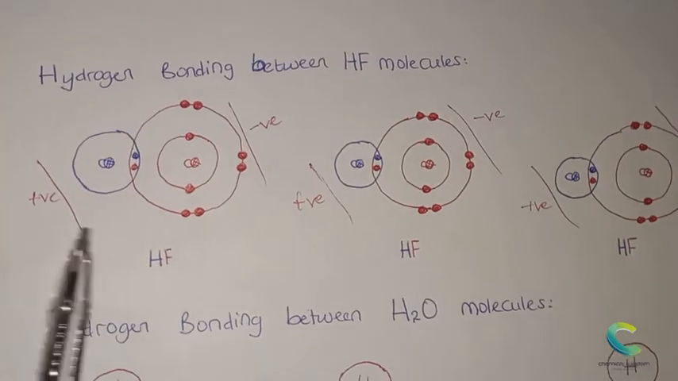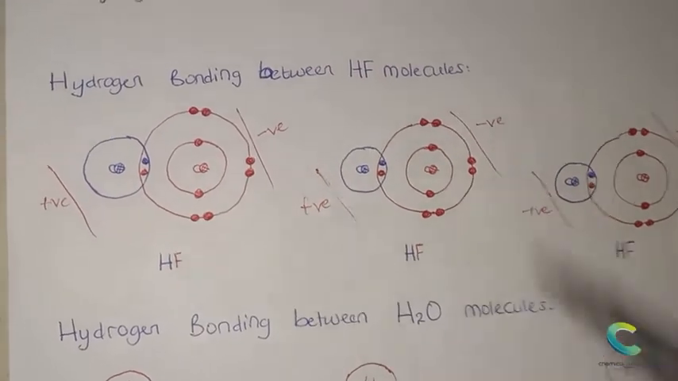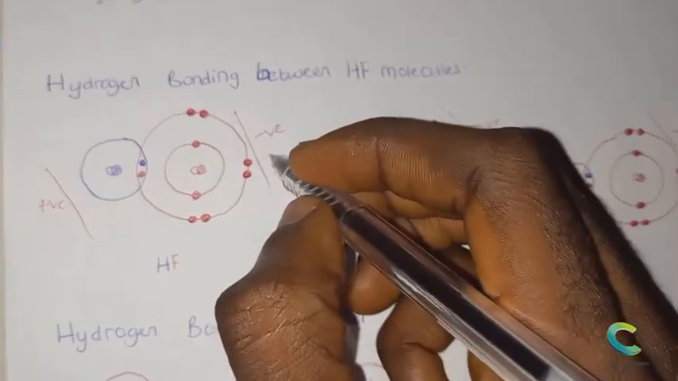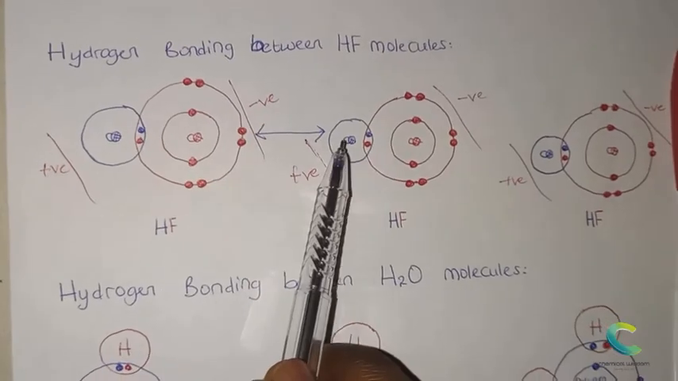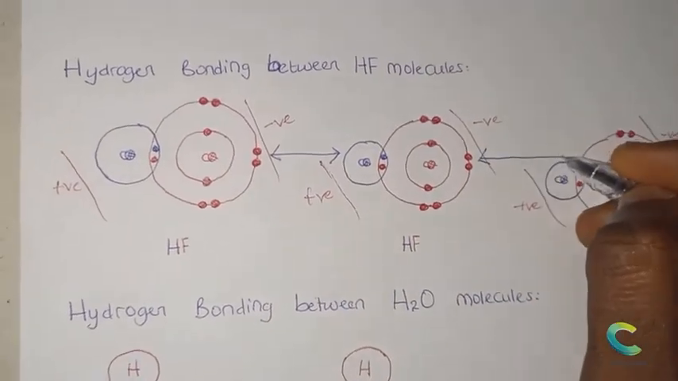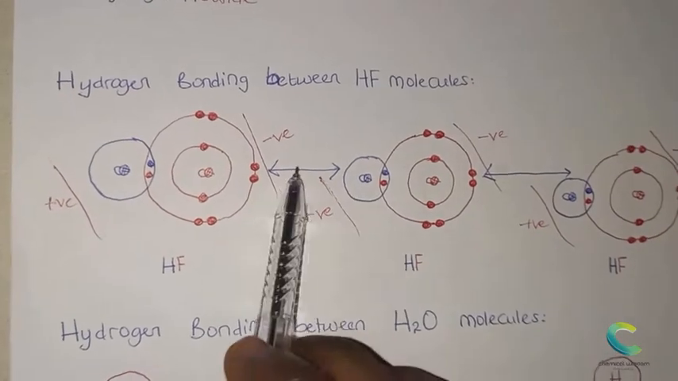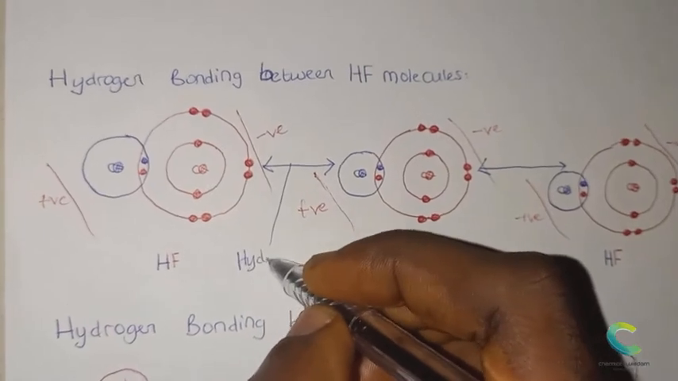So in this case, this slightly negative end gets attracted to a slightly positive end. There's a force of attraction between the slightly negative end and the slightly positive end. This weak force of attraction is what we call hydrogen bond.